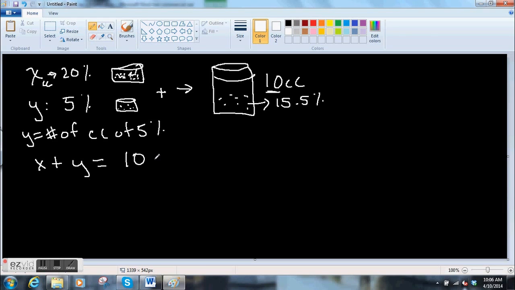We also know that the final percentage here is 15.5%. So this is how you write this mathematically. You say, well, there's 20% of the medication times I put in x amount. So 20%, 0.20 times x, that's the amount of medication here, plus 0.05, that's the amount of medication for y, times y.